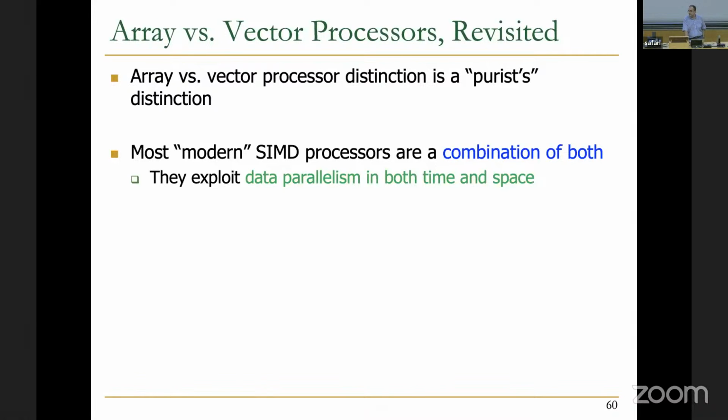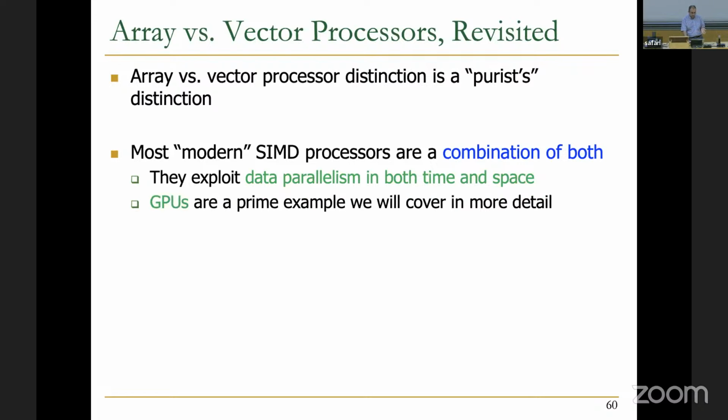Question? Okay. So array versus vector processor, the distinction is so purist. And in the end, the most modern SIMD processors, as I said during the lecture, are a combination of both. And they exploit data parallelism in both time and space. And GPUs are a prime example that we will cover now in more detail. Let's see how much time we have.